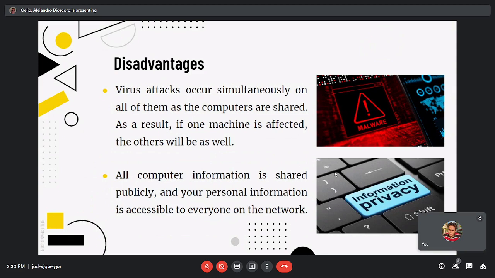Another disadvantage is that multiple accounts on a single computer may not be suitable for all users because all computer information is shared publicly. So your personal information is very accessible to everyone on the network. If that's the case, then it's better to have multiple personal computers, one for each user.